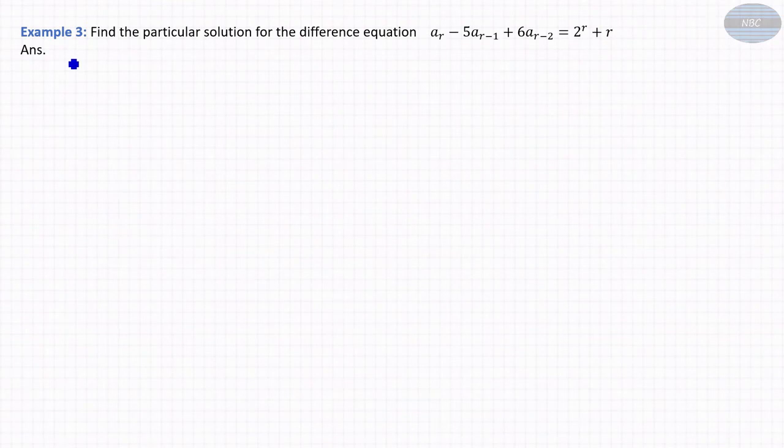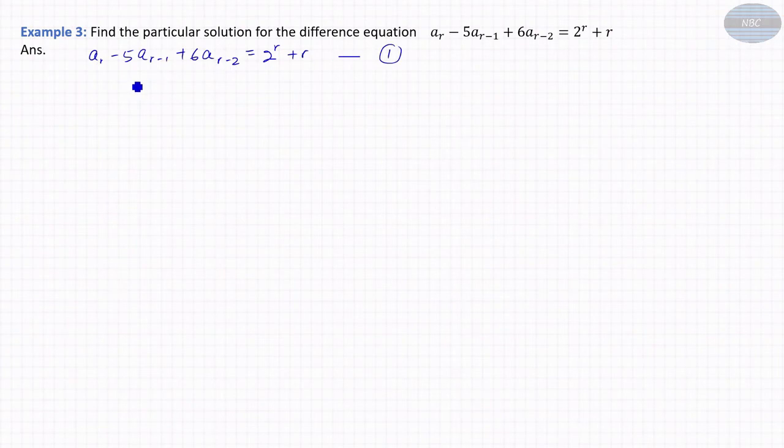Come to example 3. This is a second order difference equation with the right hand side equal to 2 to the power r plus r. So see here, this example 3 is slightly different. Here r is not multiplied with 2 to the power r, but r is added to 2 to the power r. So the particular solution will be slightly different. Let us first write down the equation: a_r minus 5 a_(r-1) plus 6 a_(r-2) is equal to 2 to the power r plus r.